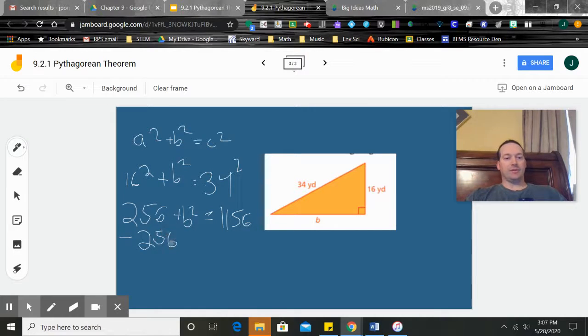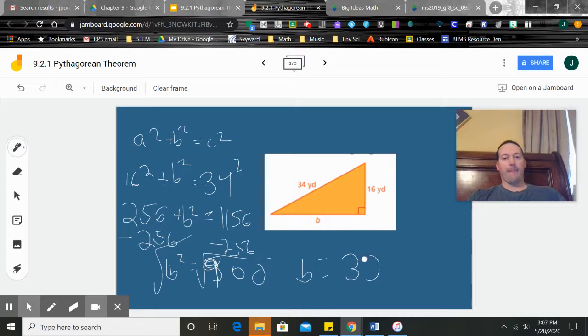Since I'm adding something to it, I square it and add, so I need to subtract first and then do the squared part. So that's b squared equals 900, because 1156 minus 256 is 900. Take the square root of both sides, and b is 30. So the correct answer is 30 yards.